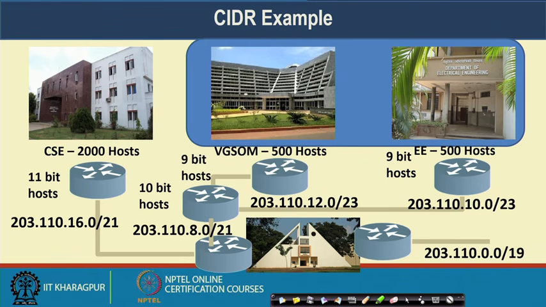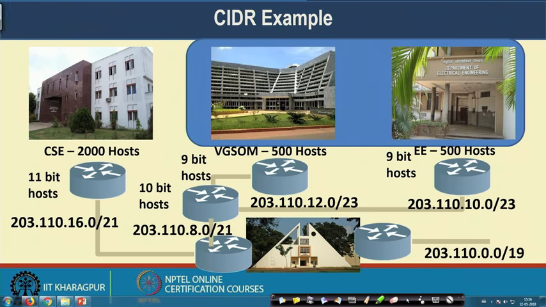Initially we divide it into 2 different subnets where I have CSE on one side and the combination of VGSUM plus E on the other side, and in the next step I have divided the second level of IP address space to the VGSUM network and the EE network. So, in a hierarchical way, once you get a pool of IP addresses for your institute, you can divide it into multiple smaller subnets and allocate the IP addresses to the individual subnets.